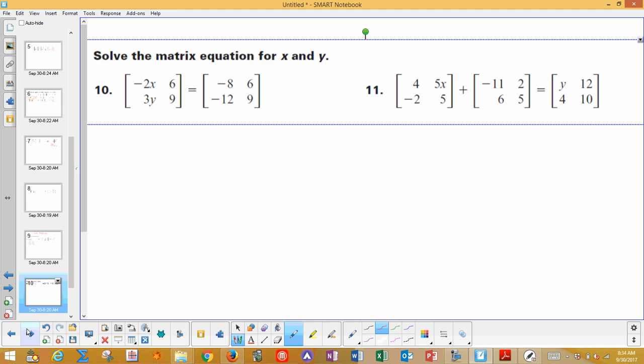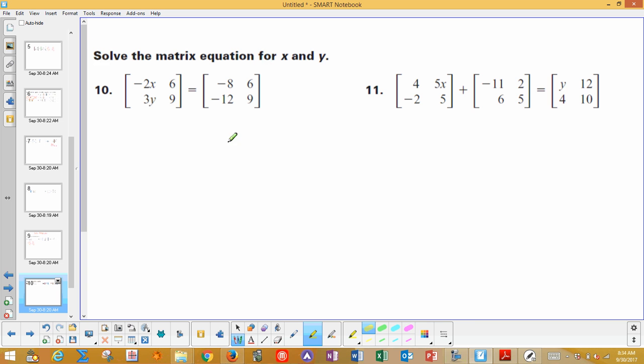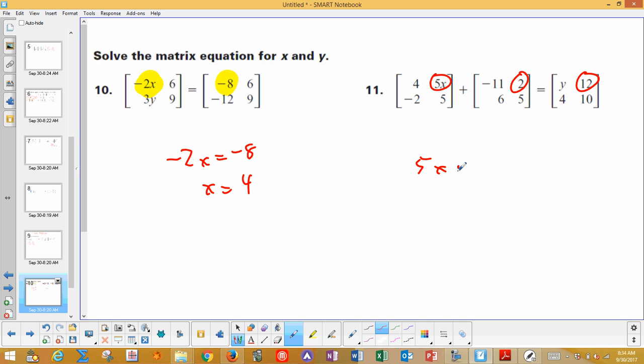And then lastly, these are just exercises in saying, well, what would have to be true? So here, for example, for these two matrices to be equal, negative 2x would have to equal 8. So we have a little equation. Negative 2x equals negative 8, and x equals 4. And over here, similarly, 5x plus 2 would have to be 12. So 5x plus 2 equals 12, 5x equals 10, x equals 2. So that would tell us that this should be a 10, I guess, because x is 2. So that's how we solve matrix equations.